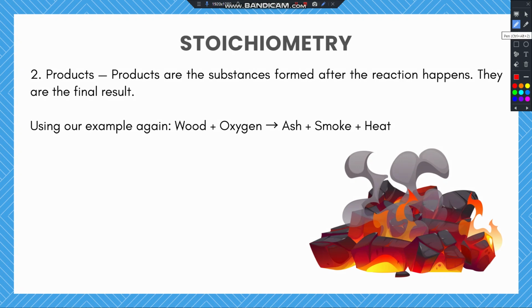So we have the next one, which is products. Products are the substances that are formed after a chemical reaction has taken place. They are simply the final result. Using our example again, wood combined with oxygen to produce ash, smoke, and heat. If I ask you what the products are, it would simply be the final result, which is the heat, the ash, and the smoke. These on the right hand side of the equation are the products.